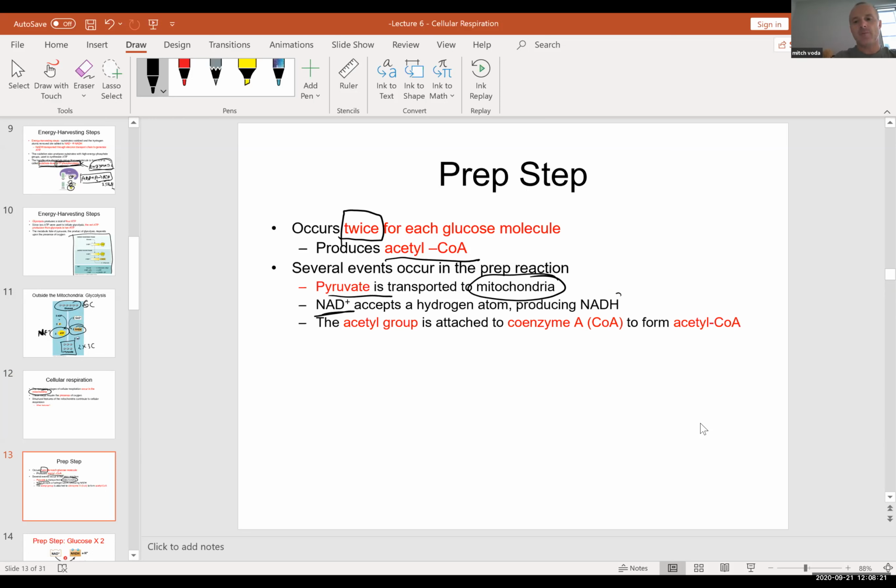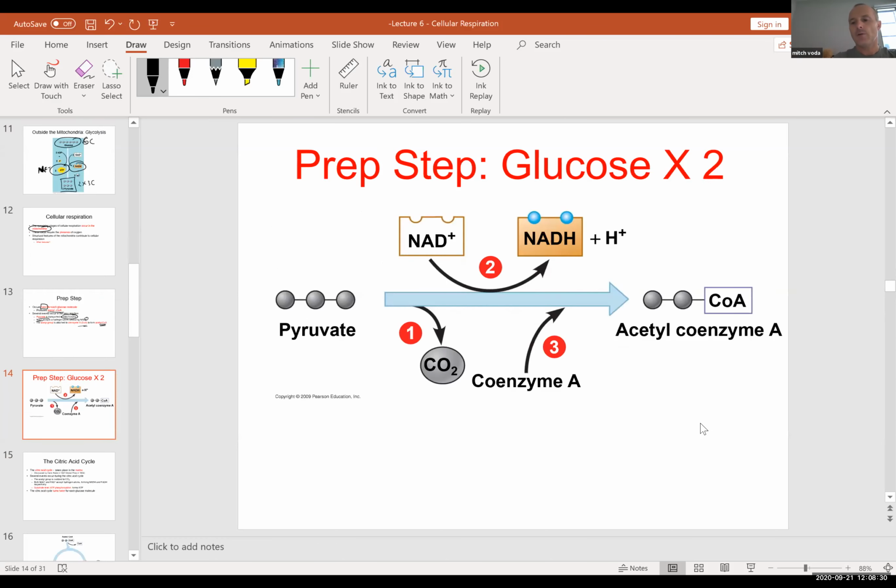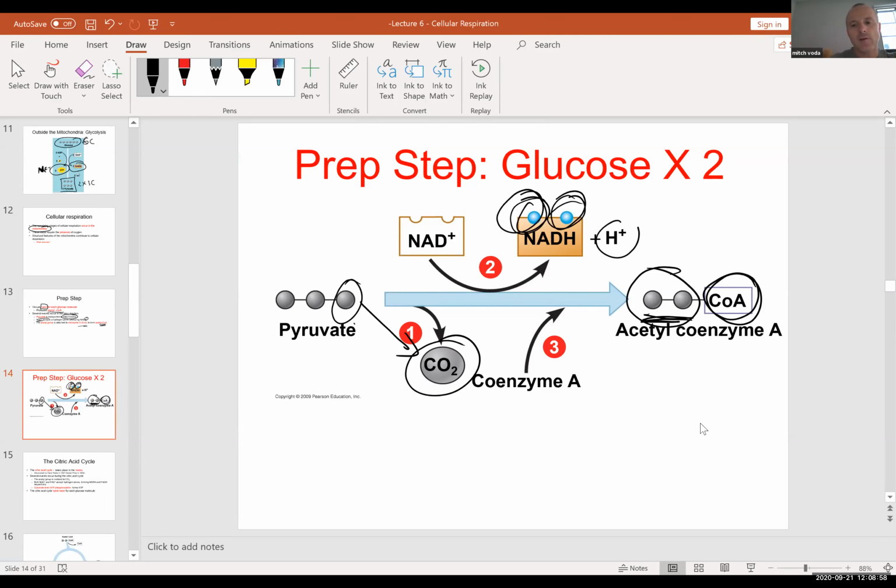NAD plus picks up the hydrogen and turns into NADH. The acyl group is attached to the coenzyme A at the end, and that's where this coenzyme A comes from, and it picks up the acyl group. If you look right here, in the breakdown, pyruvate turns into the acyl group and carbon dioxide. So one of these carbons turns into carbon dioxide. NAD plus picks up hydrogen and turns into NADH, and it also has these electrons right there. Remember, as it breaks down, it releases hydrogens, these hydrogen ions plus these electrons that come from it.